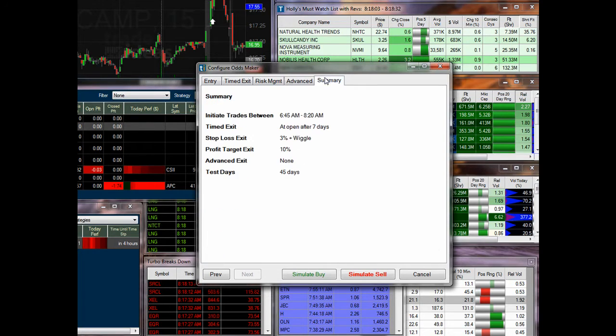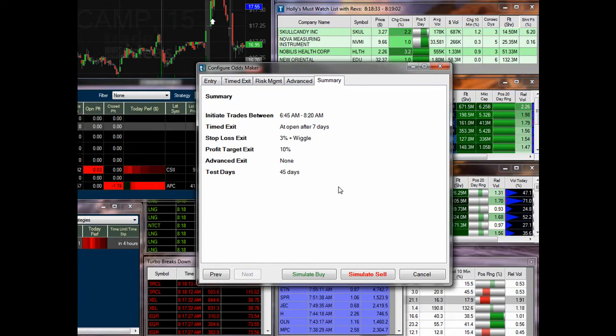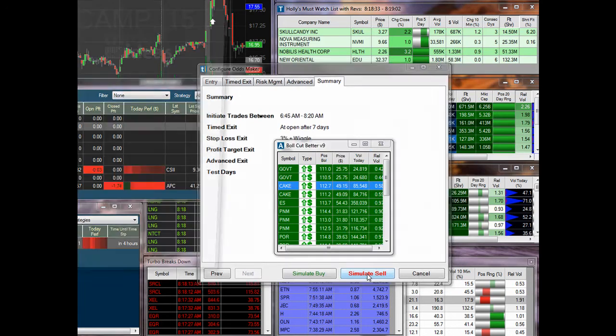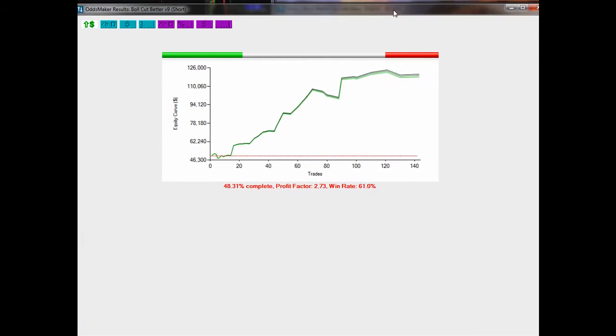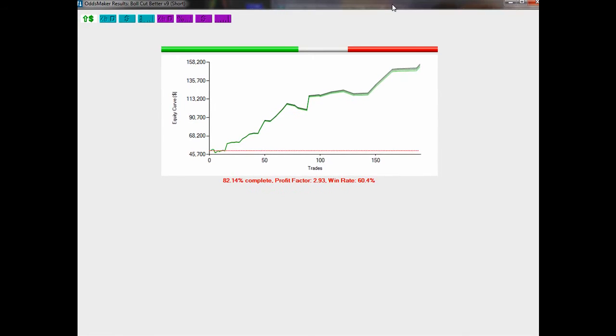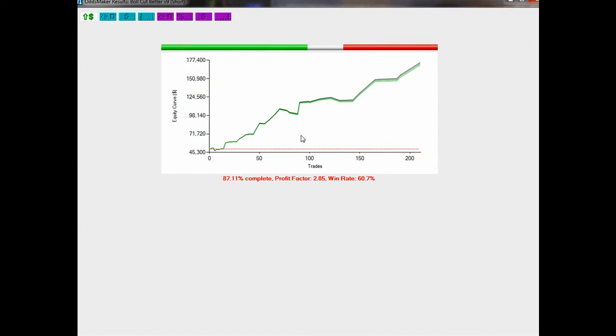This particular summary shows us the times that we're going to enter the trade, what our risk parameters are, how long we're going to hold it, and how long we're going to test. This particular strategy is looking to short sell advanced moves through a Bollinger Band extreme move. And to test that, we simply hit Simulate Sell. As you can see, the system is working and it's displaying a preliminary equity curve on what to expect for this particular strategy.